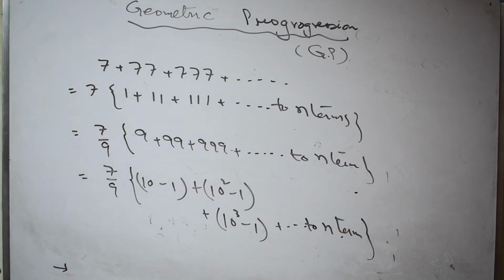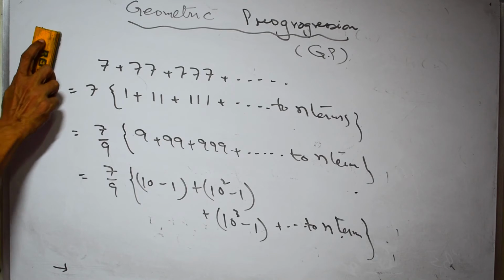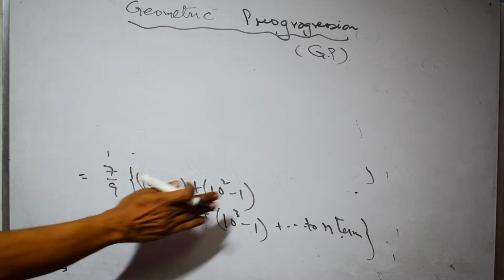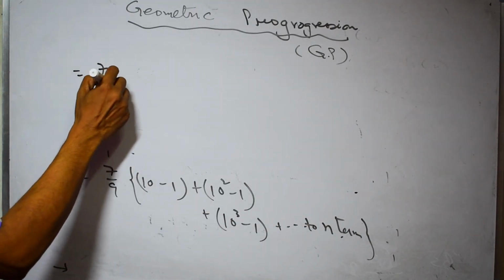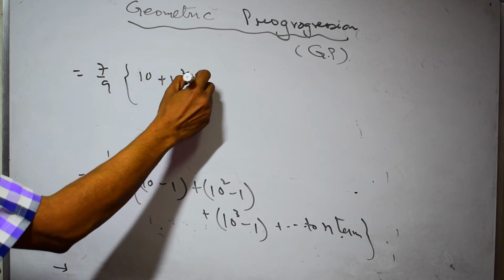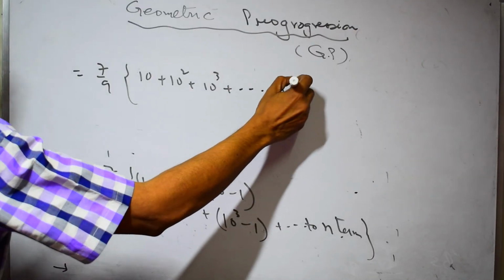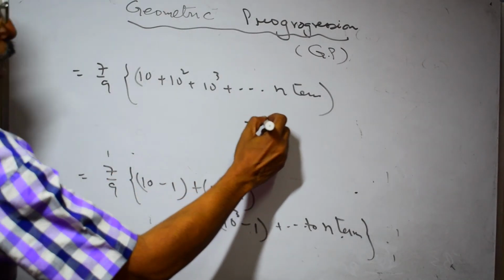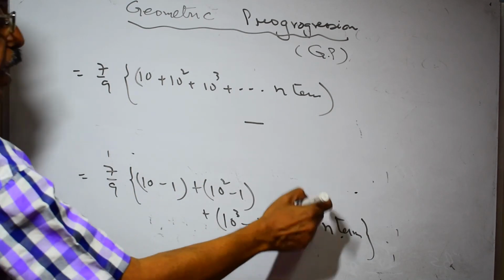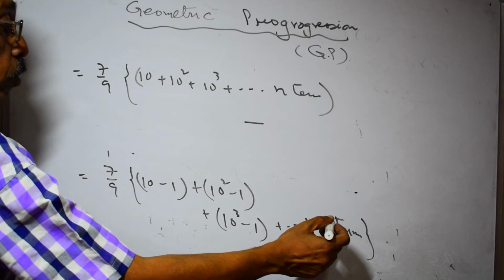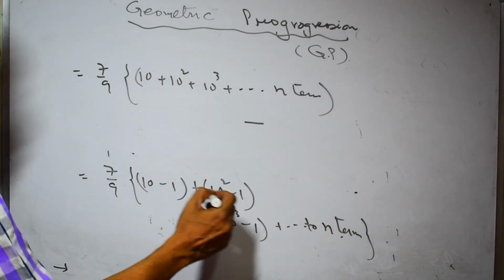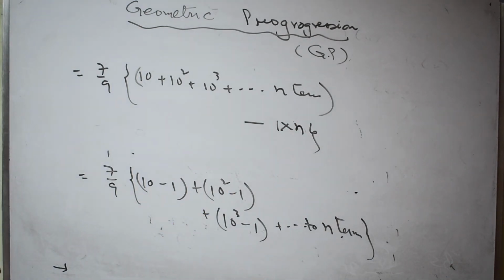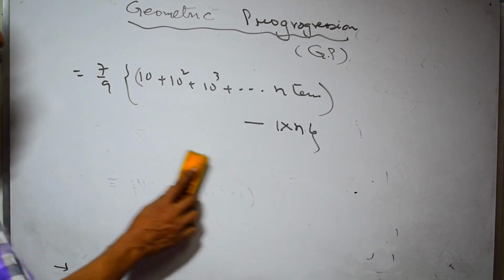Therefore, if you look at the sequence by separating the terms, we will find 10, 10 square, 10 cube. So 7 by 9, then we have 10, 10 square, 10 cube, in this way n terms. This is a clear GP, because 10 is the first term and the common ratio is 10, and then minus 1, minus 1, minus 1 to n terms. That means we have n brackets, all subtracted by 1. So it will be 1 into n, because all the values are subtracted by 1, so n times.